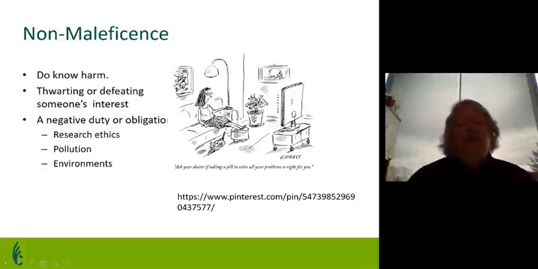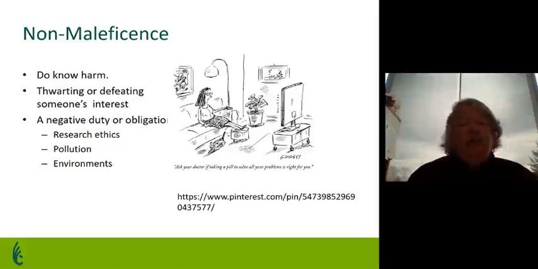The second principle is non-malfeasance. That is, from the Hippocratic Oath, do no harm. People have a duty not to thwart or defeat someone's interest. Non-malfeasance is a negative duty or obligation. That is, one does not do an action.